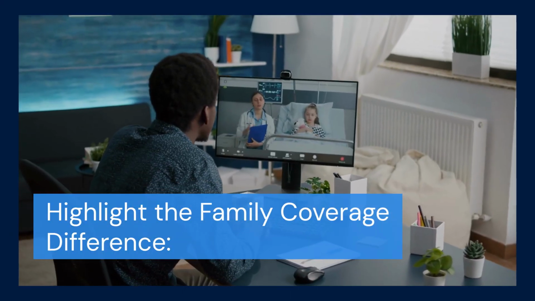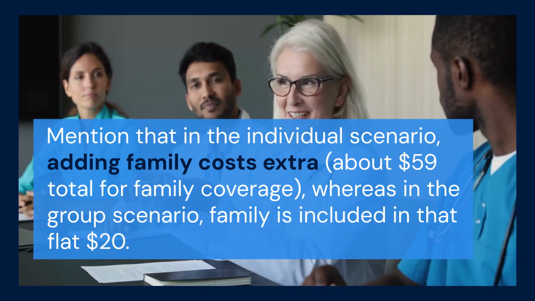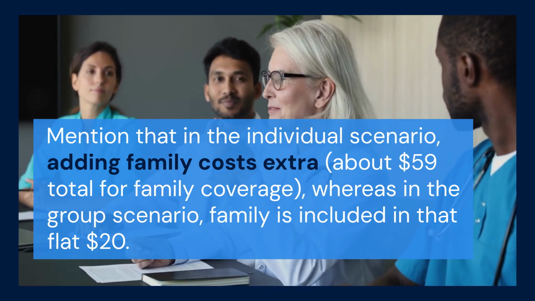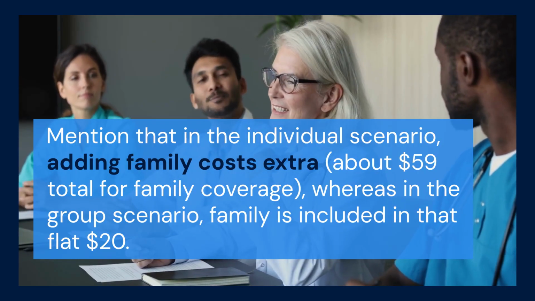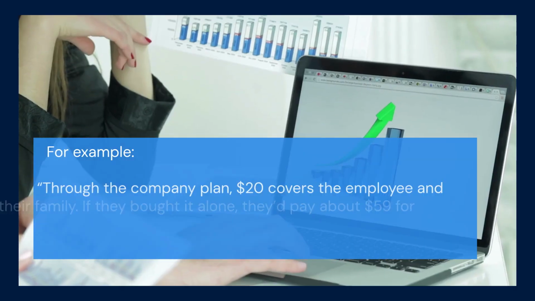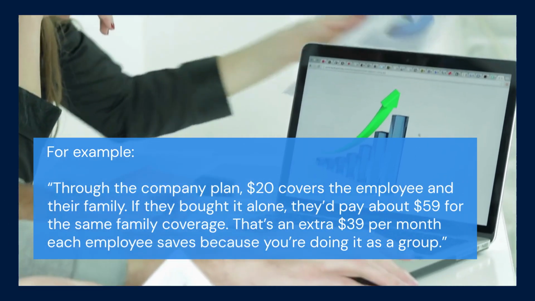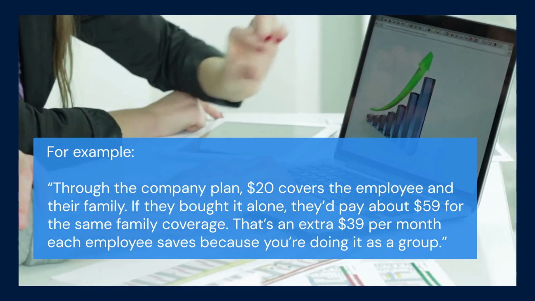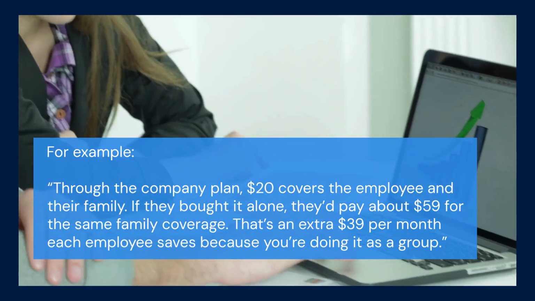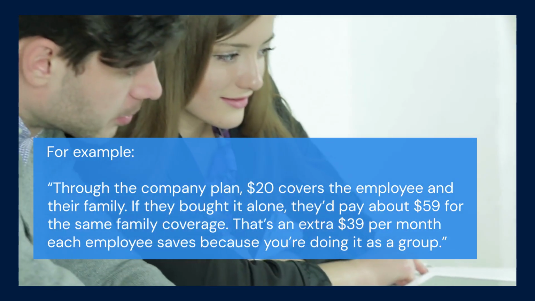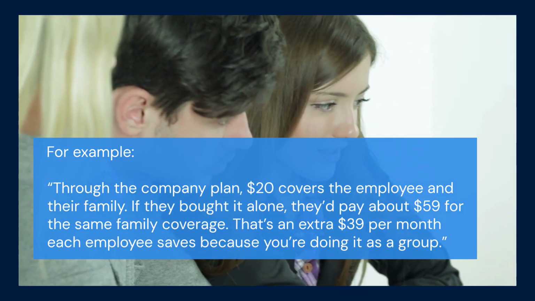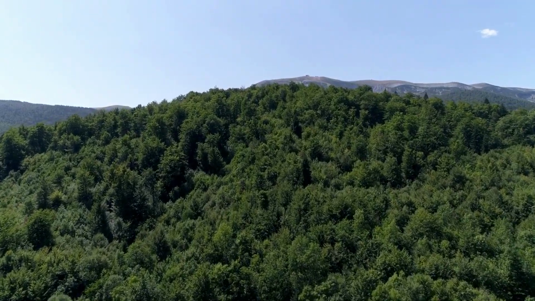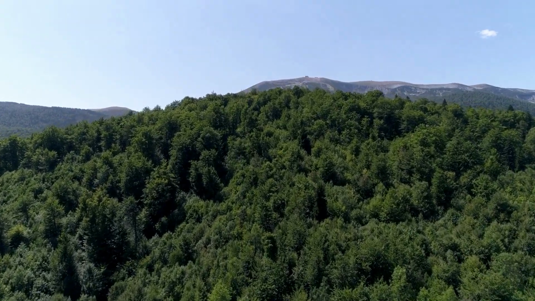Highlight the family coverage difference. Mention that in the individual scenario, adding family costs extra, $59 total for family coverage, whereas in the group scenario, family is included in that flat $20. That's a big value point. For example, through the company plan, $20 covers the employee and their family. If they bought it alone, they'd pay about $59 for the same family coverage. That's an extra $39 per month each employee saves because you're doing it as a group. This can motivate owners who care about helping employees' families or who simply like the sound of giving a benefit worth $59 for only $20.